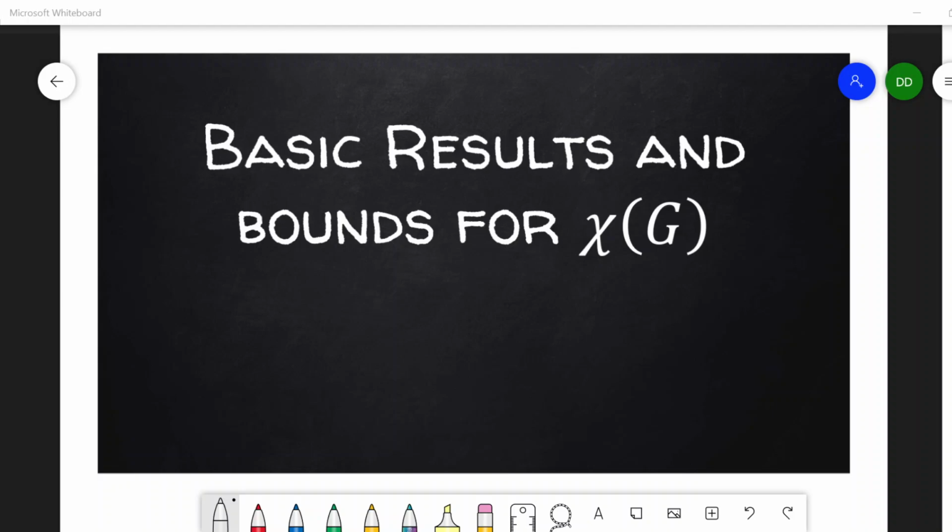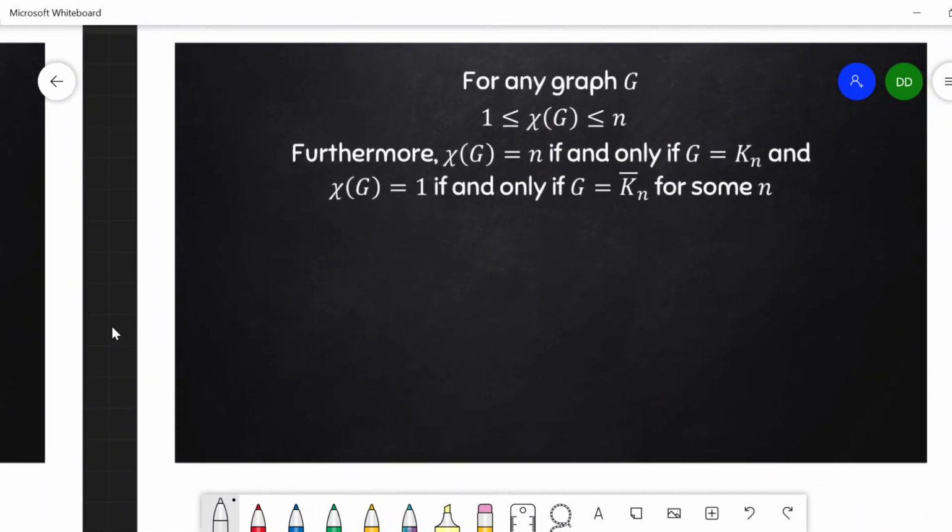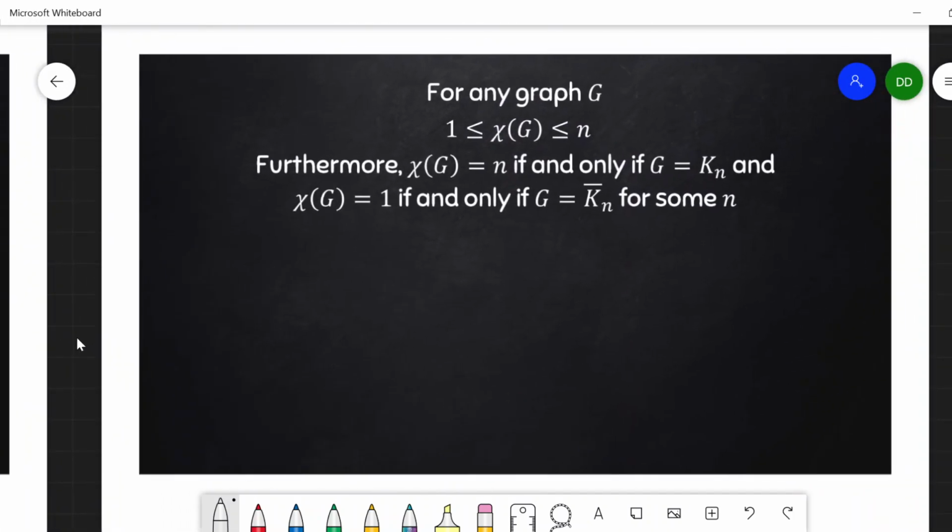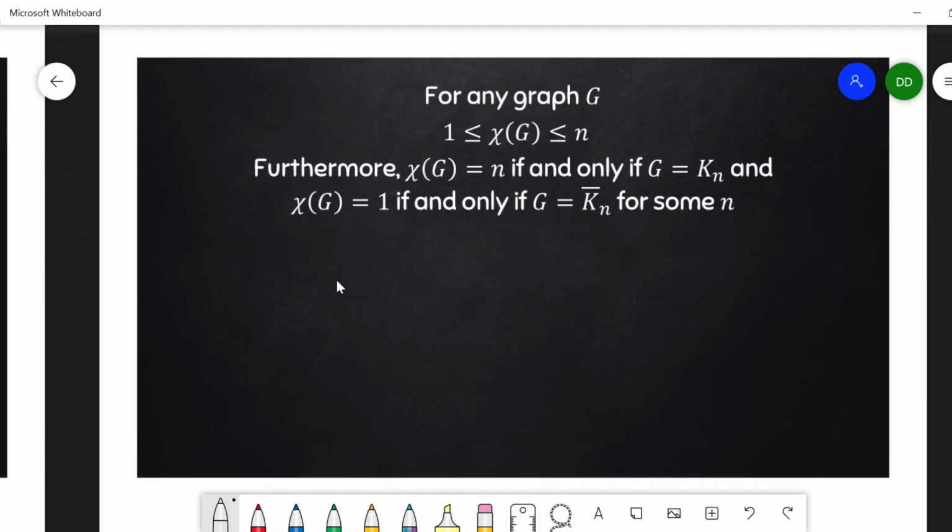In this video, we see some basic results and bounds for the chromatic number of a graph. Along the way, we'll determine the chromatic number of a graph for a few families of graphs, including bipartite graphs, complete k-partite graphs, and cycles. So let's get started.